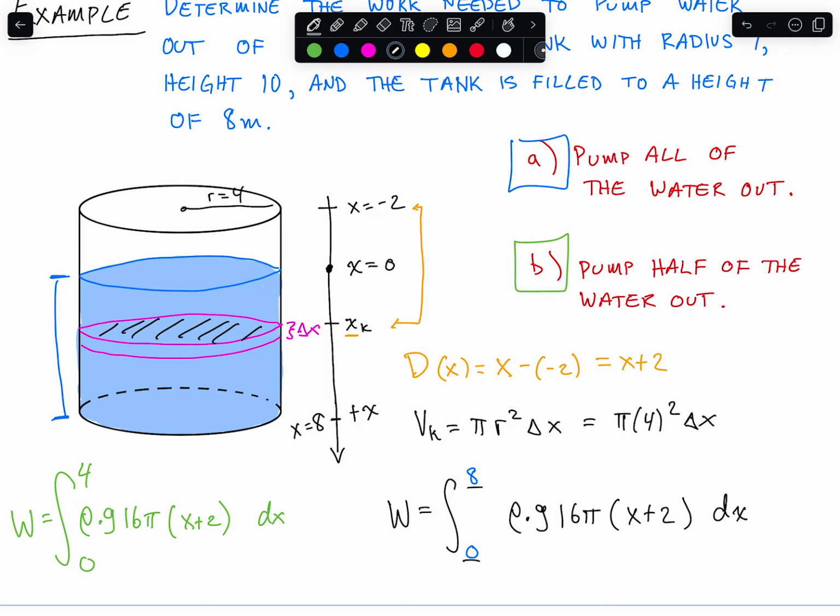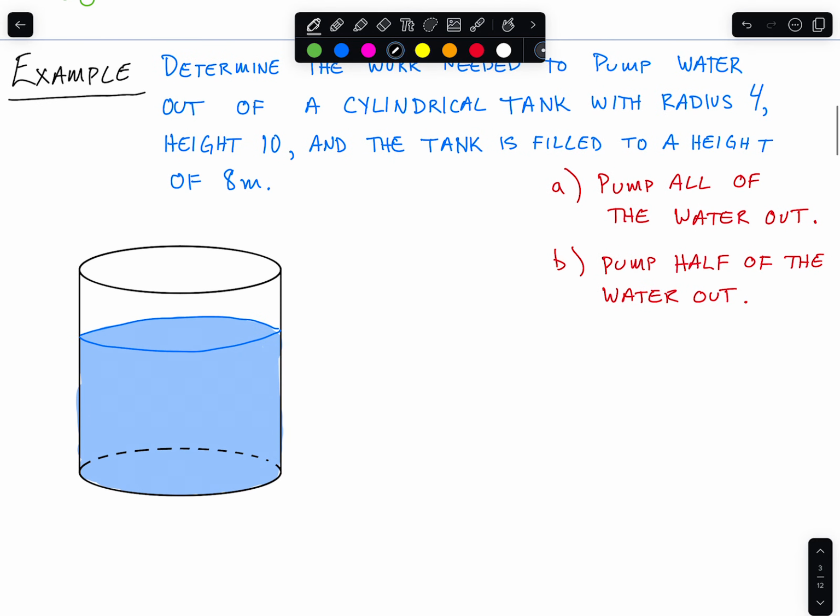Let's do one more variation where we put 0 at the bottom. What if we put 0 at the bottom and we have the up direction be positive, and this time also let's have the up direction be y, and it's positive in that direction. So what that means is we're down here at y equals 0, the water level is at y equals 8, and the top of the tank is at y equals 10.